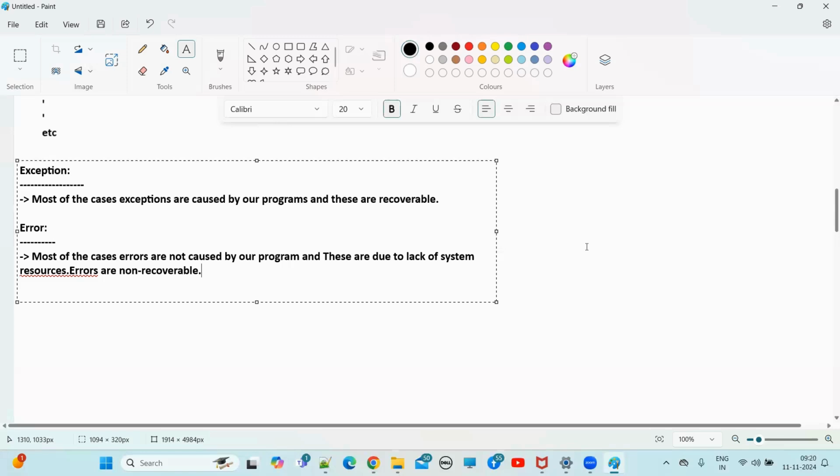So is this error occurring due to our program or due to lack of system resources? Due to lack of system resources. These are non-recoverable. Why are these non-recoverable? As a programmer, we cannot do anything here. So who has to do something? Either the administrator or the server machine administrator.